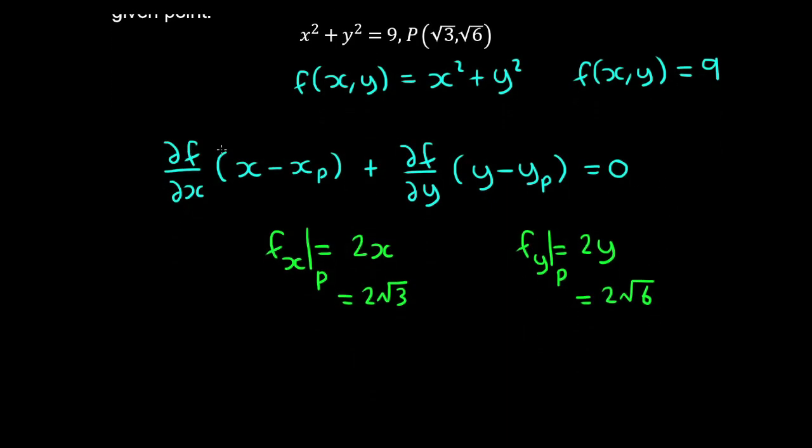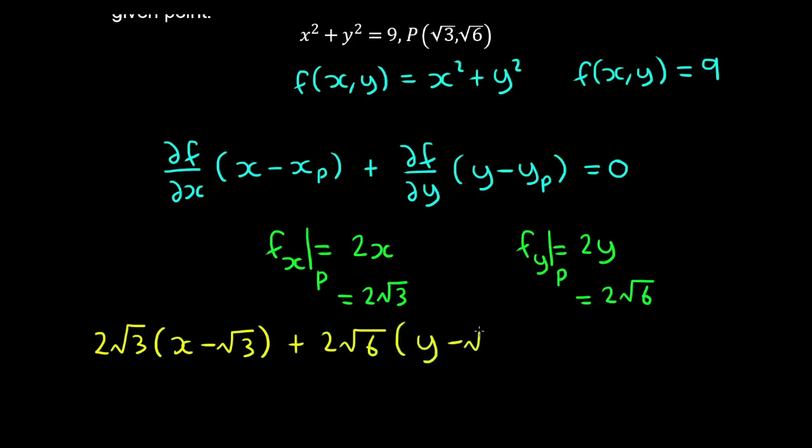So the equation of the tangent line becomes 2 root 3 by x minus root 3 plus 2 root 6 by y minus root 6. And that's equal to 0. And you can solve this equation for y to write the equation of the tangent line in terms of the slope and the y-intercept.